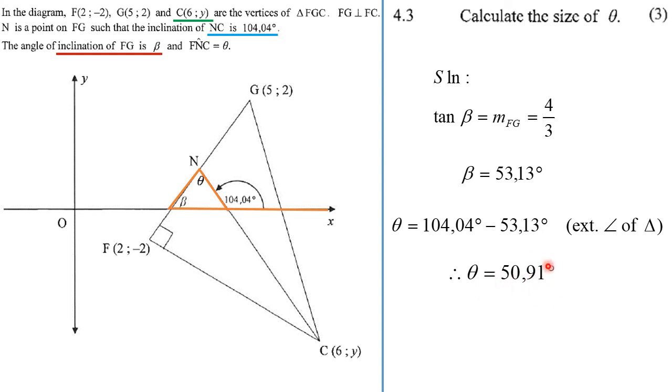Okay, never say 50,91 degrees as fifty point ninety-one. It's wrong. Any number that comes after the comma, you read it raw as it is, because this 9 is not a 10, it's a tenth. So you can't say 91. It's 50,91 degrees.